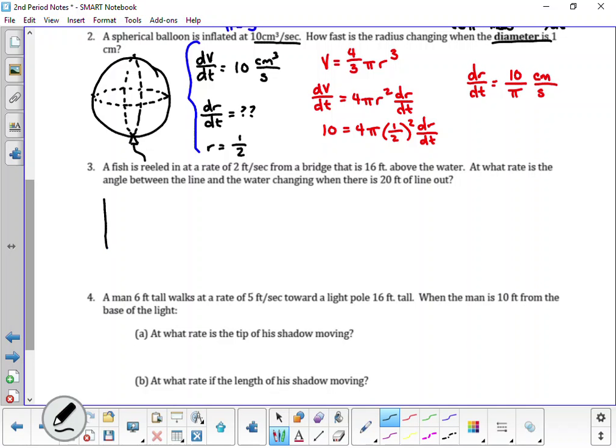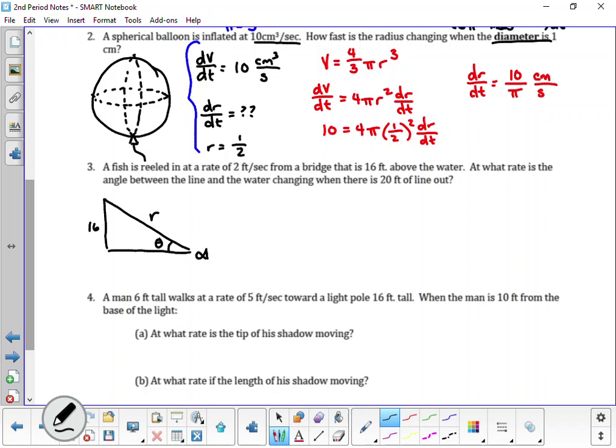Here we have a fish. There's my fish. It's reeled in at a rate of 2 feet per second. So this r is changing. The bridge is 16. And then, at what rate is the angle between the line and the water changing? That's this. Theta.